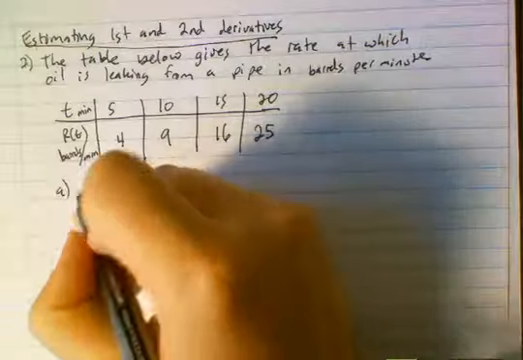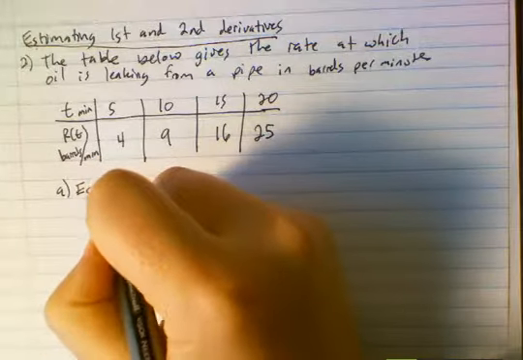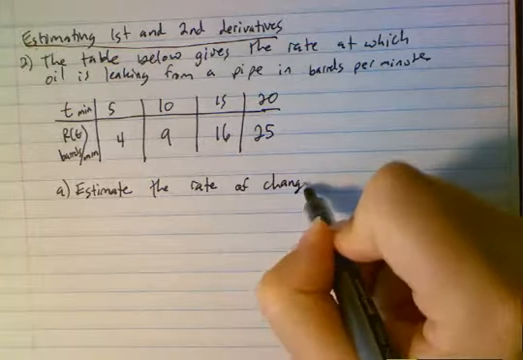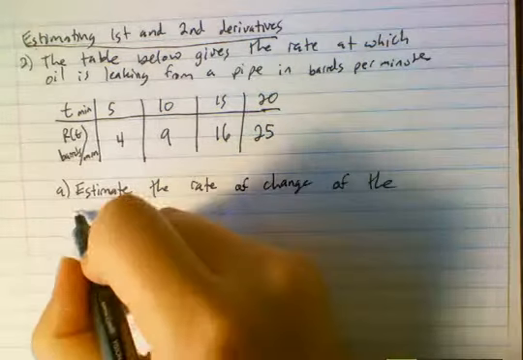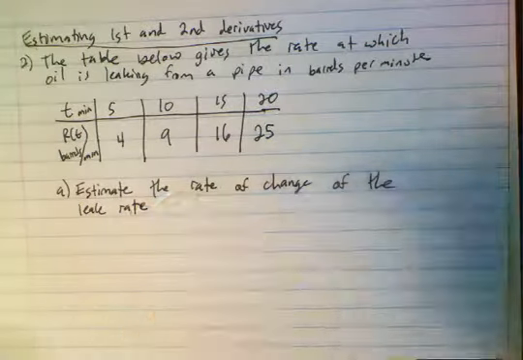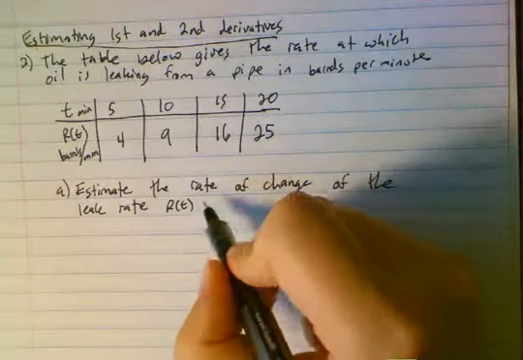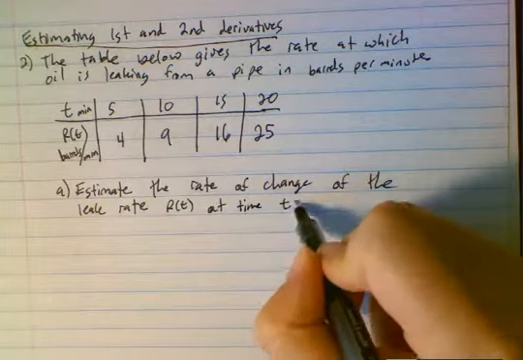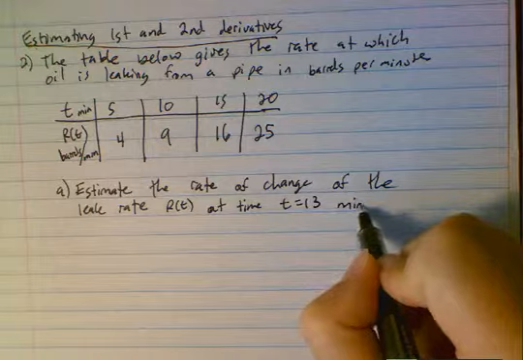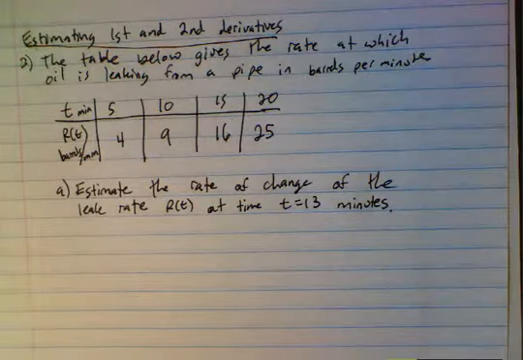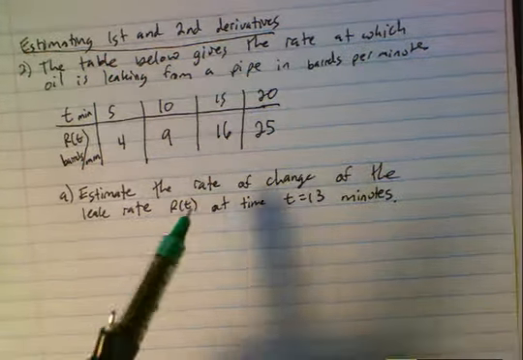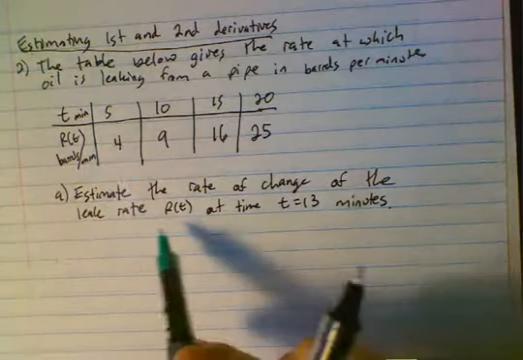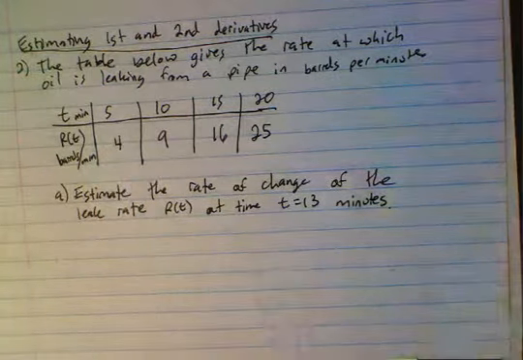Okay? So our first problem is to estimate the rate of change of the leak rate, R of t, at time t equals 13 minutes. So the leak rate, don't be confused by the multiple rate words, that's the leak rate. So the leak rate is just R of t, the rate of change. Remember, rate of change, we're talking about a derivative.